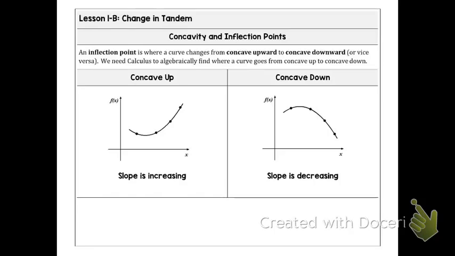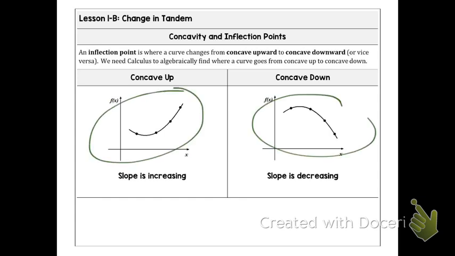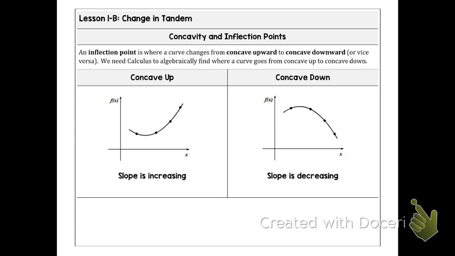All right, lesson 1B starts out talking about concavity and inflection points. You may remember talking about concavity from previous math classes. Looking at the picture here, we have concave up when it looks like it's part of a smiley face, and we have concave down when it looks like it's part of a frowny face. Concavity will change at points they call inflection points. Let's start out talking about them.